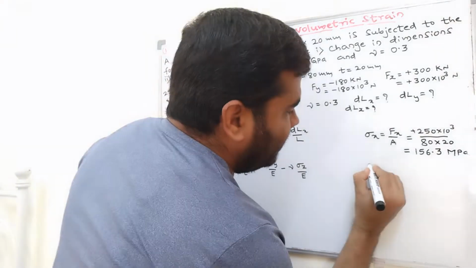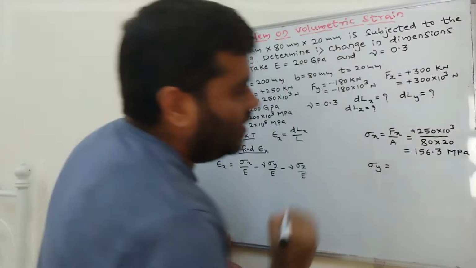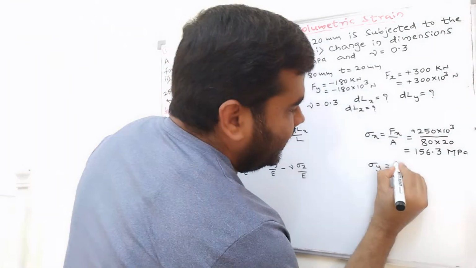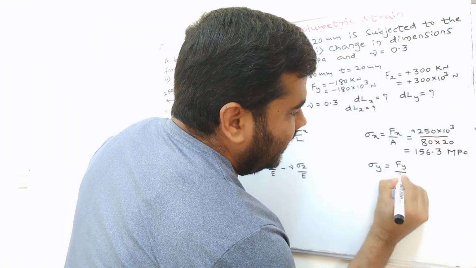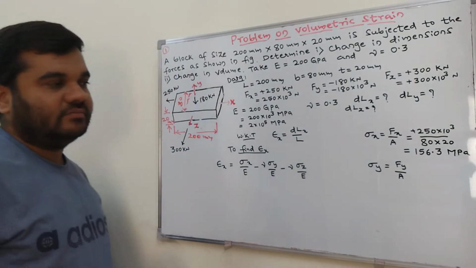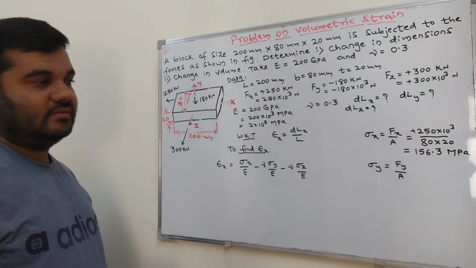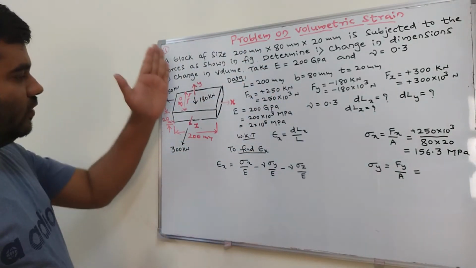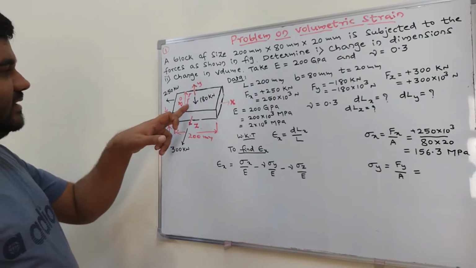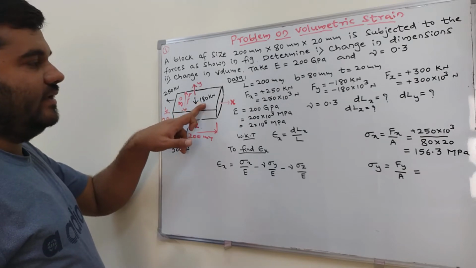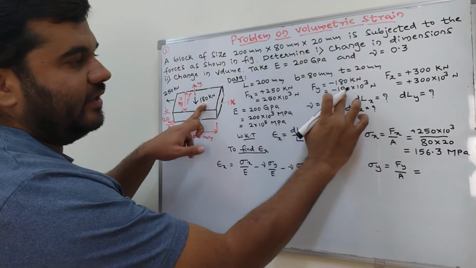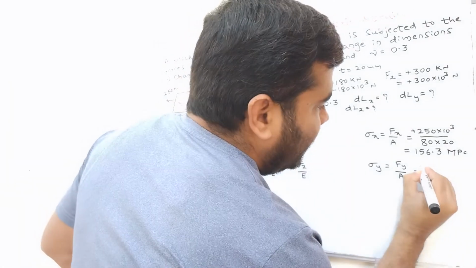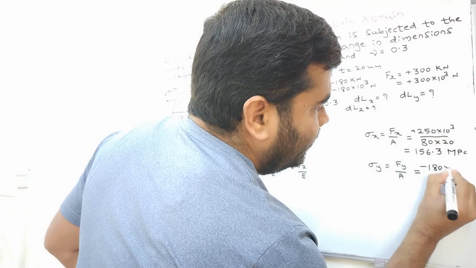Now calculate sigma y. For stress in y direction, what is the formula? Load in y direction divided by area perpendicular to y. Now, what is the load in y direction? That is 180 into 10 raised to 3. It is minus because it is compression. So, minus 180 into 10 raised to 3.